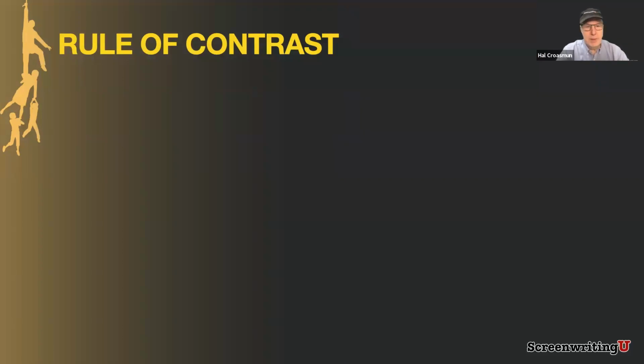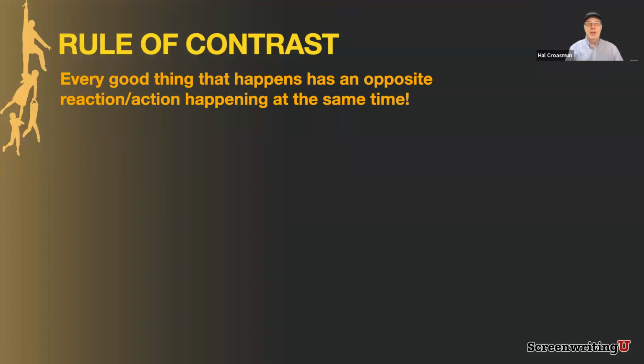So let's talk about this one. This one I'm calling the rule of contrast. And basically what it is, every time a good thing is happening, an opposite reaction or action happens at the same time, right? So you'll see this. Let me just give you a whole bunch of them here. But it's all over the place in this show. Every time something good happens for somebody, almost immediately what follows is something bad. Remember I said, this is a show of tragedies. Powerful people who are going from tragedy to tragedy to tragedy.